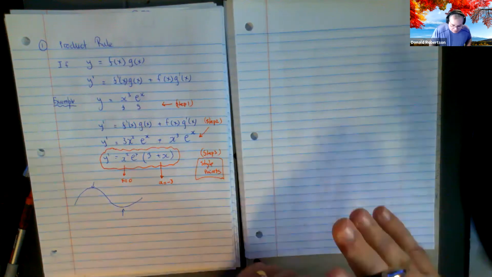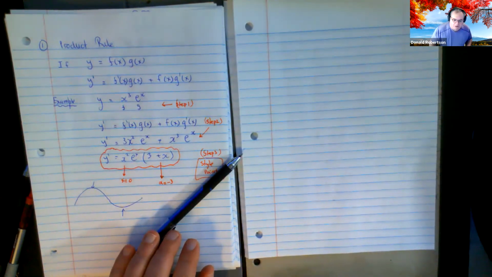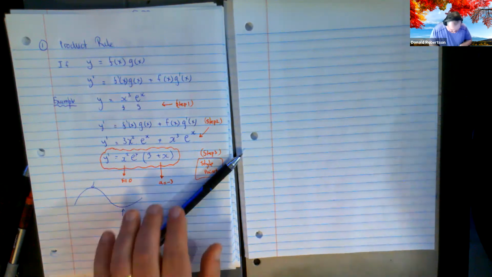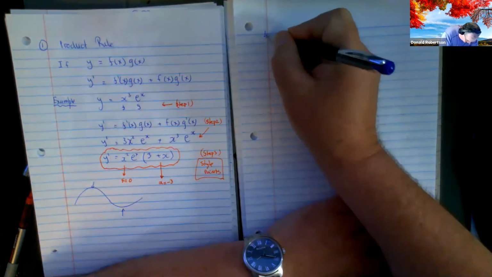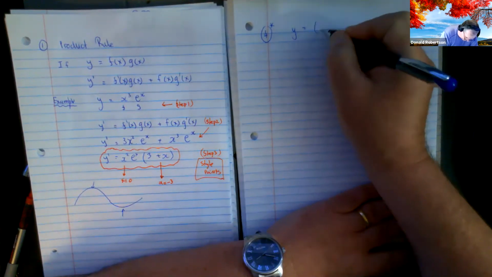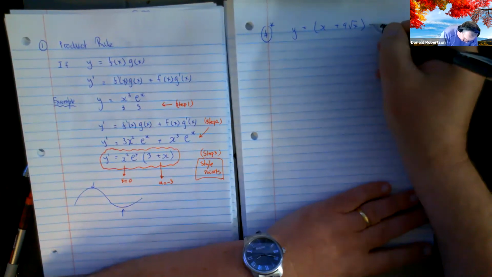Let's see what kind of things I can come up with here. Let's look at some of the homework questions, to give an idea of what they look like. Nothing special. Okay, let's try this one. This is like question 4 from the homework. So y is going to be x plus 9 square root of x, times e to the x.